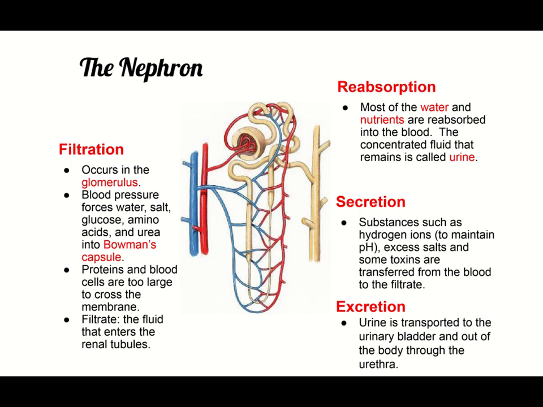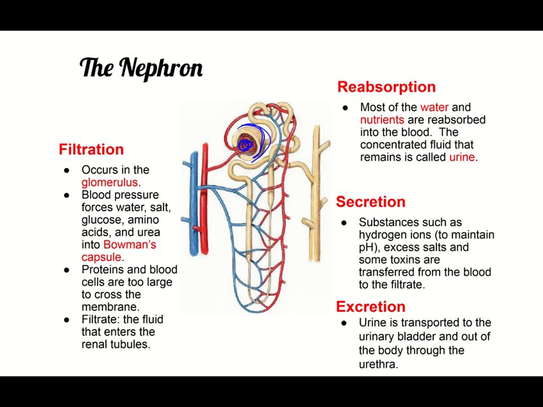Here we're going to look at some of the actions taking place in the nephron. You can see that the glomerulus is a ball of capillaries that receives blood from the renal artery. Here, fluid and solutes are filtered out of the blood and are forced into Bowman's capsule. Small molecules like urea, glucose, and ions are able to pass through, but red blood cells and larger proteins cannot pass through under normal circumstances.